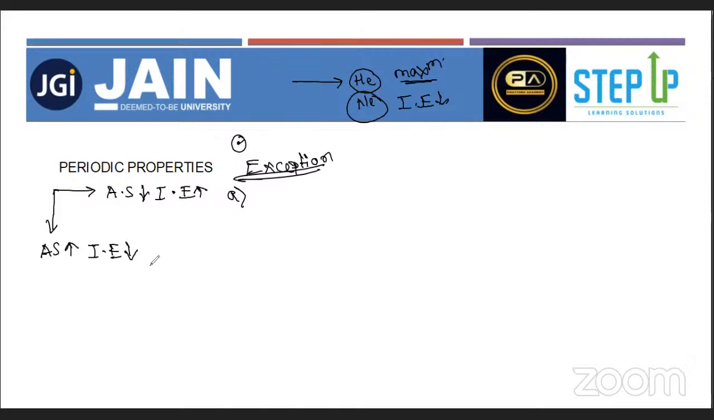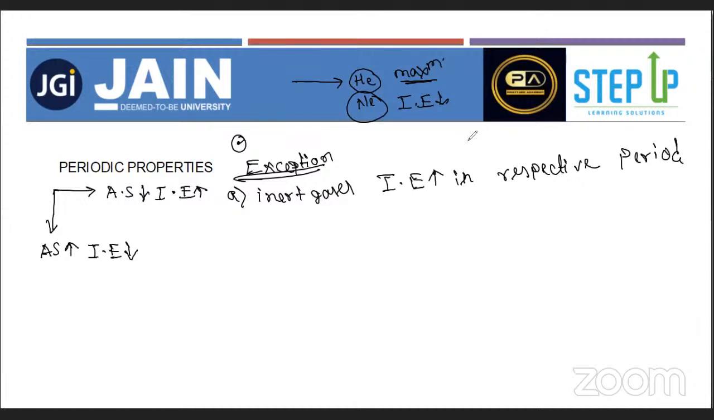When I'm talking about inert gases, they have the ionization energy maximum in their respective period. Now the problem arises here again. I'm saying that here size is biggest, so they should be ready to leave the electron. But the problem is that inert gases don't want to leave an electron.